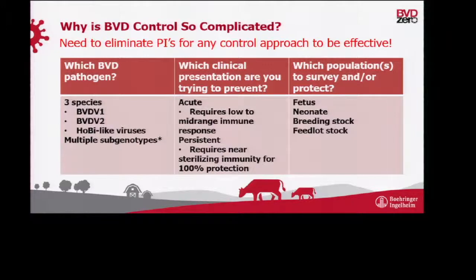And which populations to survey? Well, it'd be great if we could survey the fetuses and get rid of them before they hit the ground. There's really no good test and no way to do that. We could have used amniocentesis, but that certainly isn't cheap enough to use on a regular basis, and it can endanger normal pregnancies. Neonates, another good time to go in and eliminate those animals as quickly as possible, and many control programs focus on testing of neonates. Breeding stock is another good place to look for detection of PIs and get rid of them before they enter into the breeding cycle and generate more PIs.